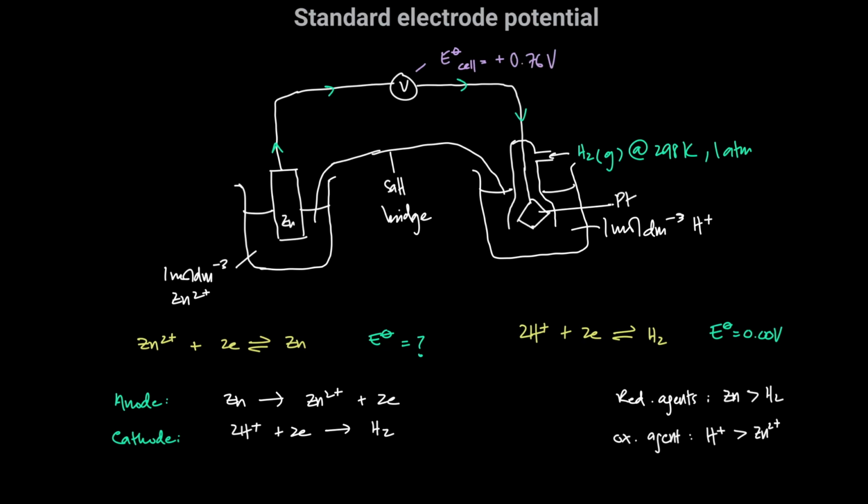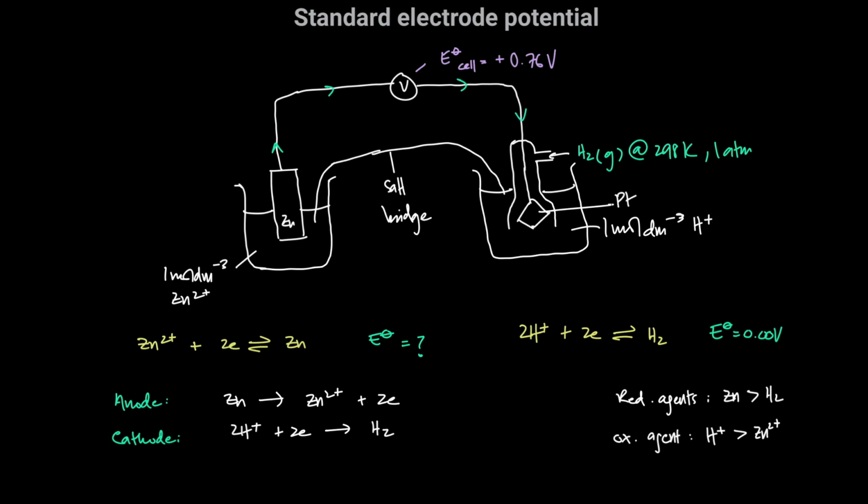From this value, we can determine the standard reduction potential of zinc. It has a magnitude of 0.76 volts because this half cell has a value of 0.00. So this is going to be either negative 0.76 or positive 0.76, right? So the question is, which one is it? Is it positive 0.76 or negative 0.76?